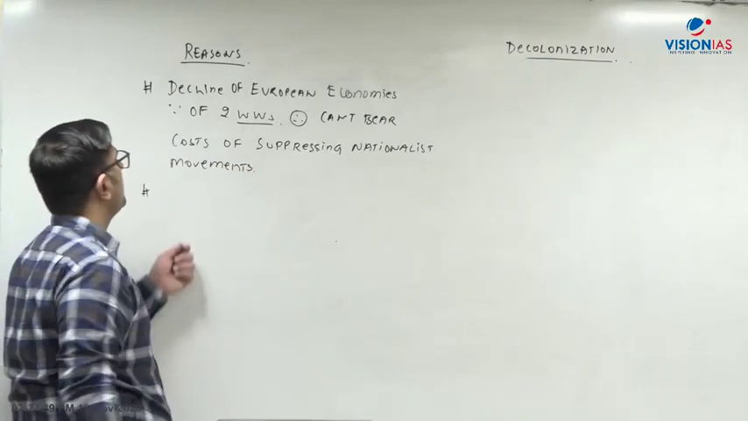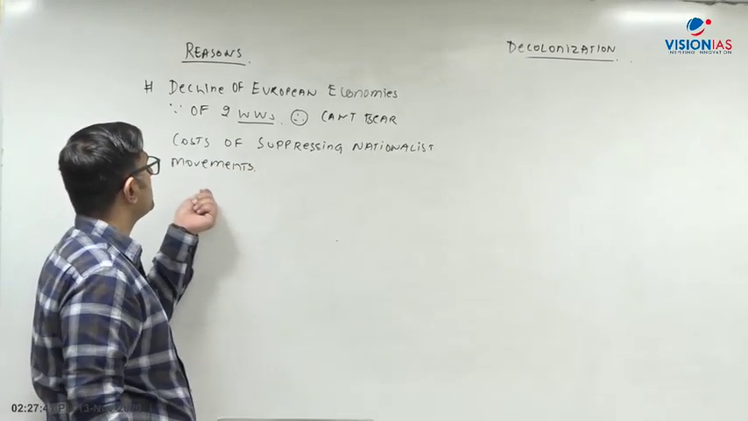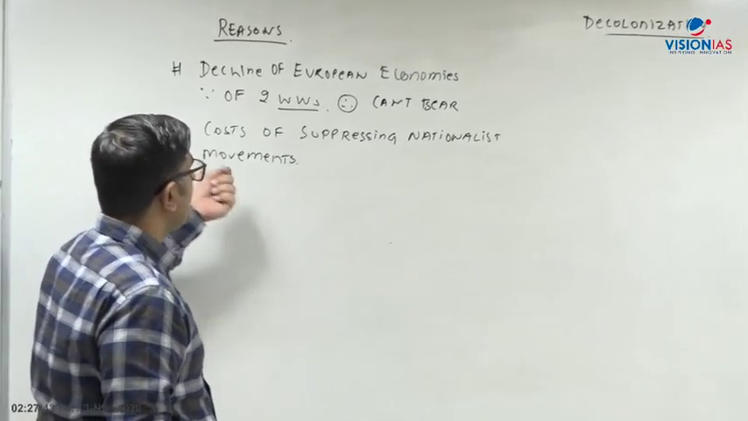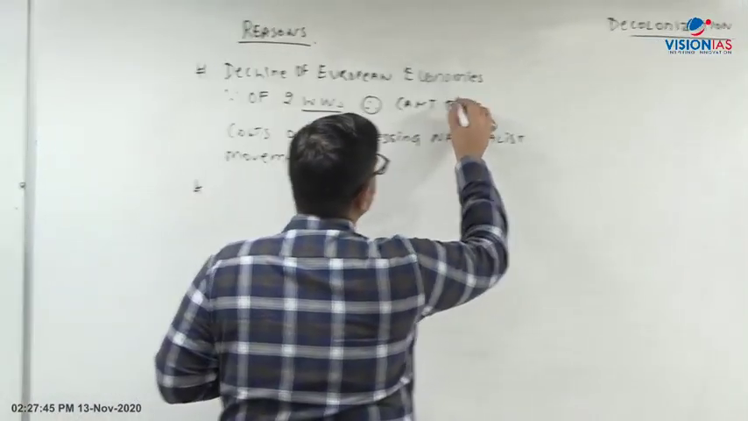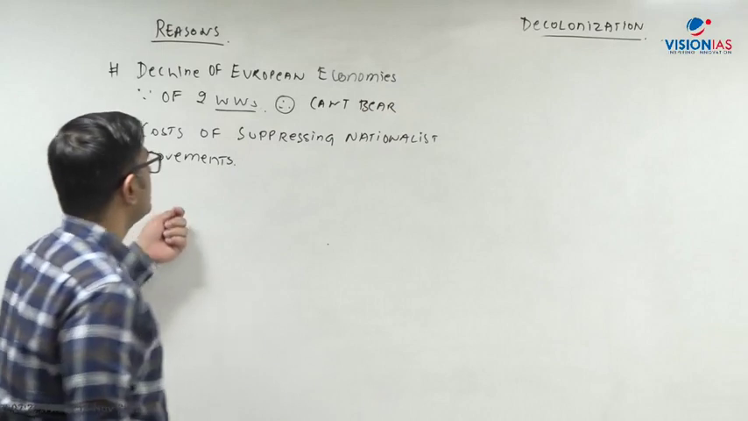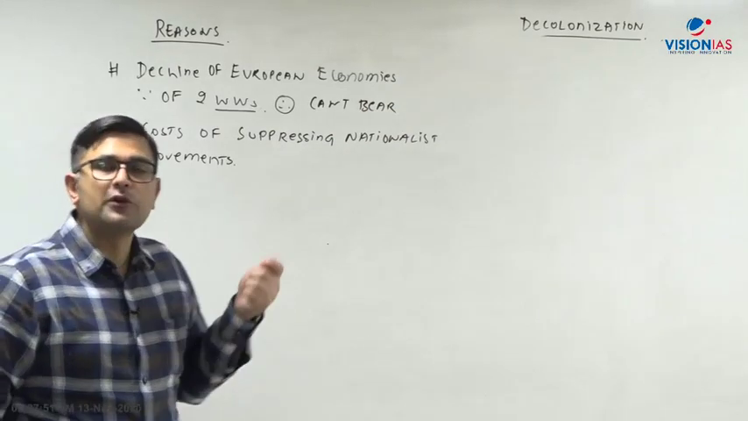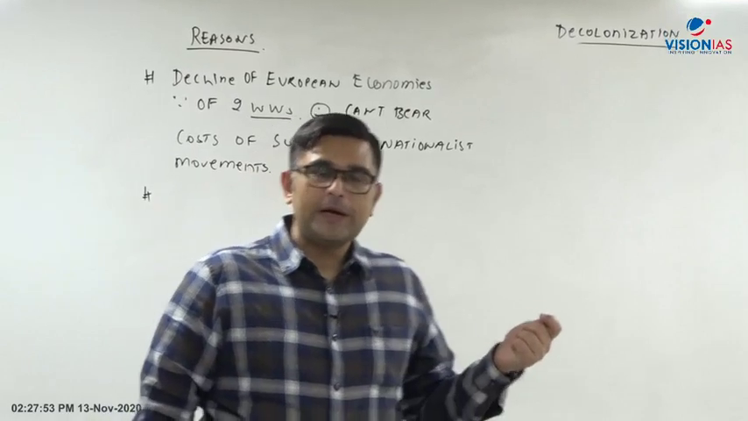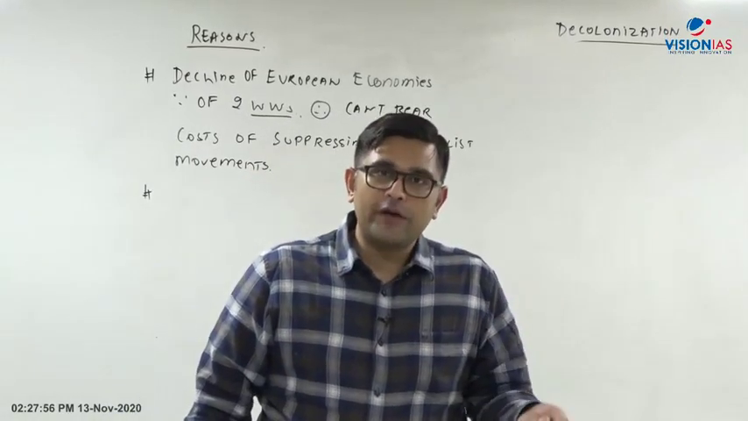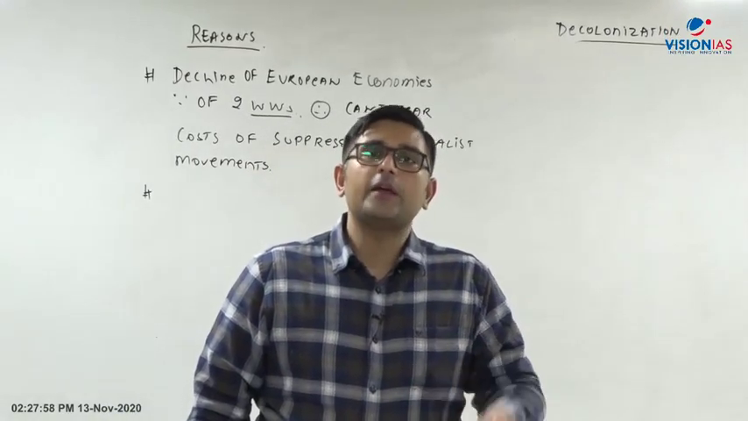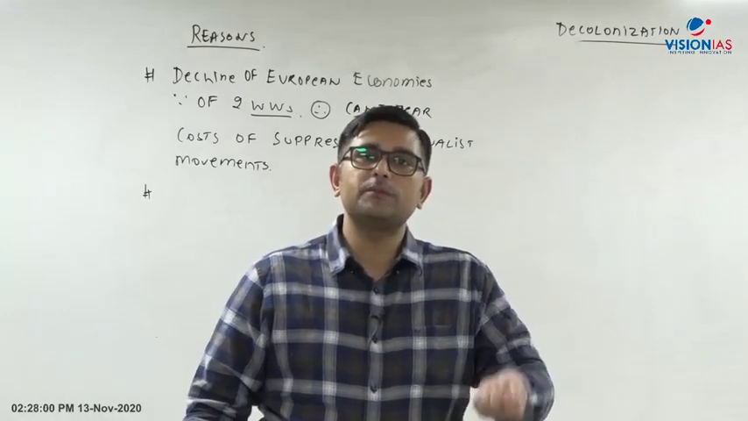So that is the first point which I mentioned: the decline of European economies because of two world wars, therefore they cannot bear the cost of suppressing the national movements. What are the costs of suppressing the national movement? You would have to deploy your army, right? You might have to fight guerrilla warfare, whereas the Indian national movement was a peaceful movement.